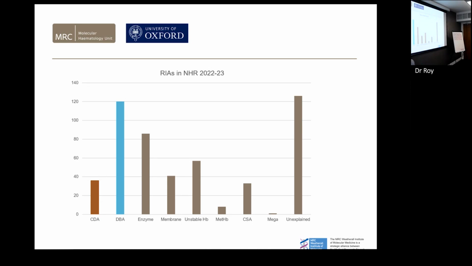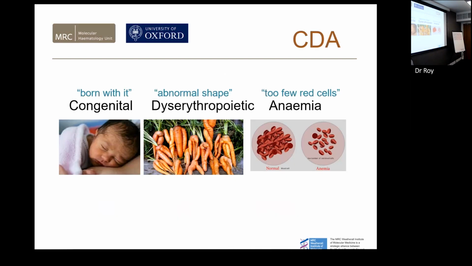So you can see that these are in the National Haemoglobinopathy Registry, there's all the registered patients, okay? And you can see actually most patients with rare anemias are unexplained. So that's really important and interesting, and we need to think about why are they unexplained. Diamond Blackfan anemia is the second highest category, but CDA is not that high. So we've got more people with enzyme disorders, unstable hemoglobins, membrane disorders, and sideroblastic anemias. But I'm talking today about CDA and DBA.